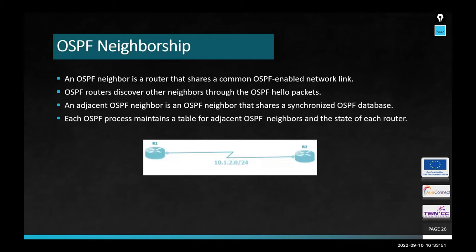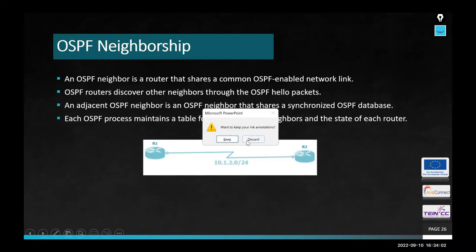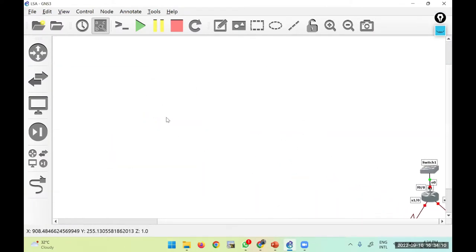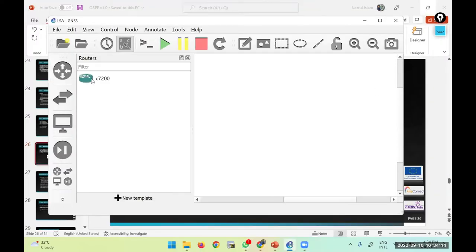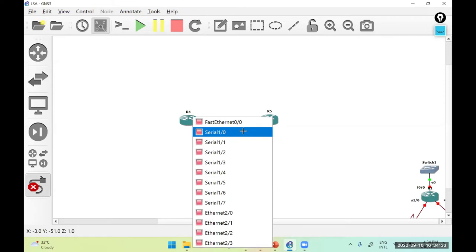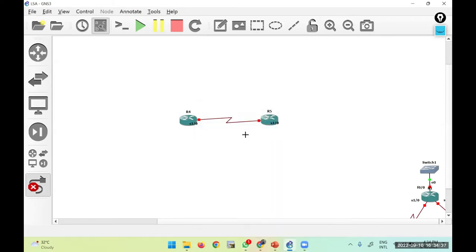The most important thing that we'll check in our lab is OSPF neighborship. If you have two routers and need to configure OSPF, what points must be satisfied for the neighbor to be established? Like serial 1/0 on both, directly connected.